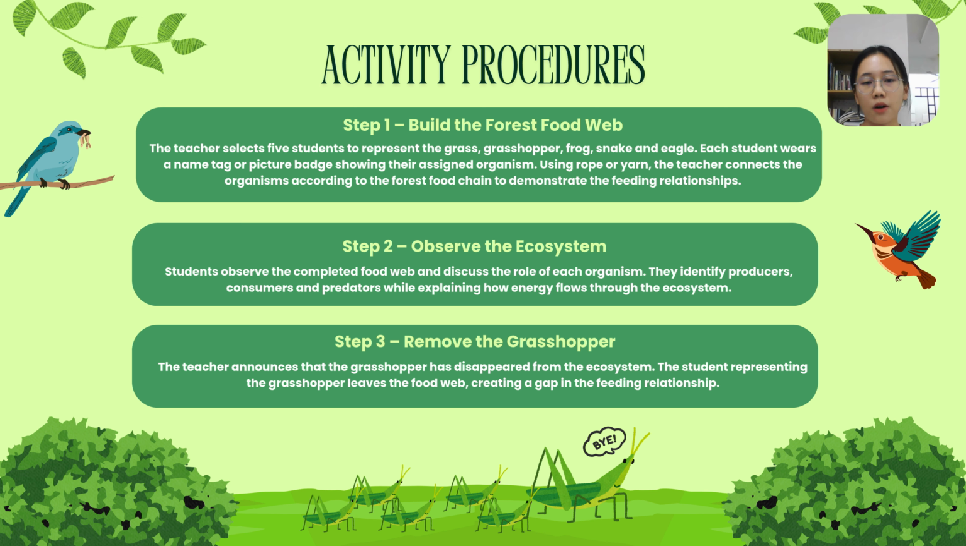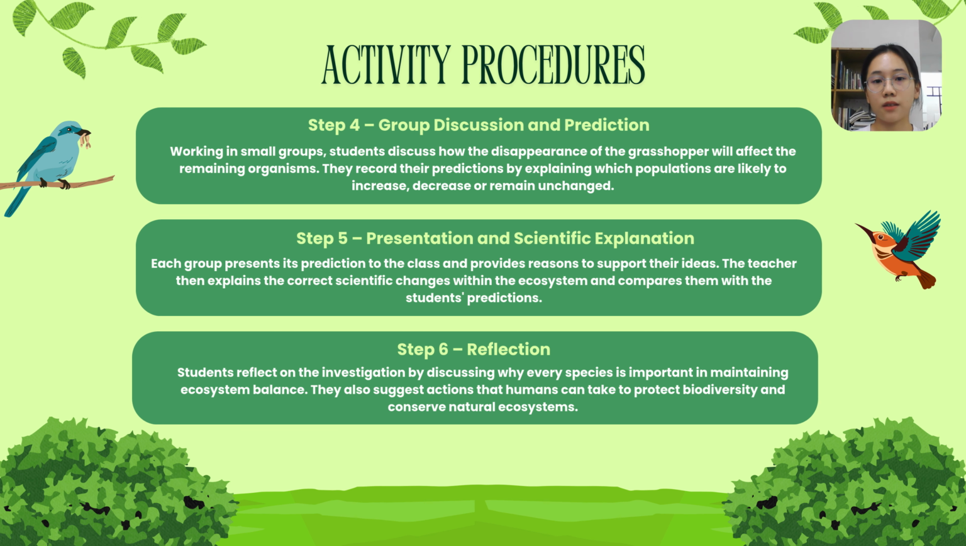Using a rope or web, the students build a food web by connecting each organism according to their feeding relationship. Once the food web is completed, the students will observe the connections and discuss how the energy flows through the ecosystem. Next, the teacher will announce that the grasshopper has disappeared. So the student representing the grasshopper will leave the food web. The students immediately notice that the food web is no longer complete.